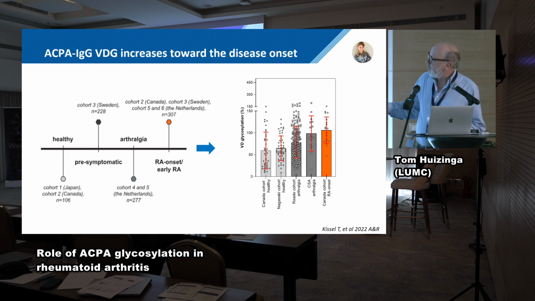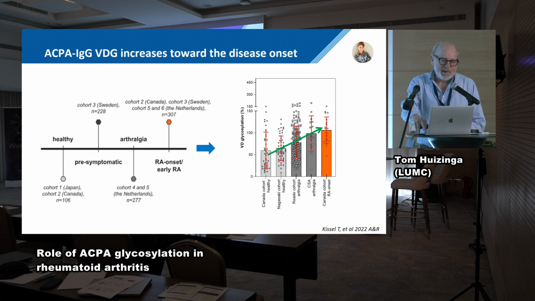Then here you have arthralgia, so no arthritis yet, but joint pain, and you see it is actually higher. And here you have an RA cohort, and you see it is even higher over here. So it is predictive: the more Fab-domain glycosylation you have in your ACPA, the further along you are in the development of disease over time. So it's basically here.